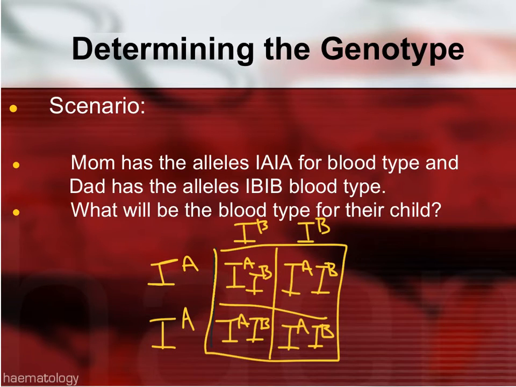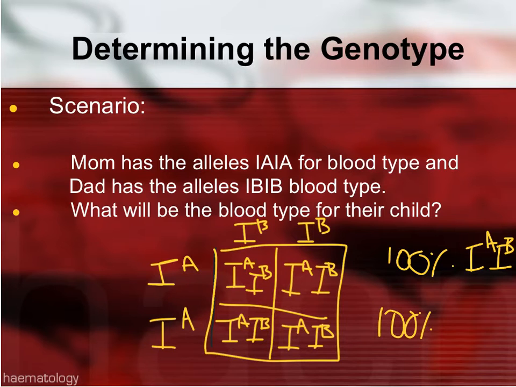So the child will have 100% chance of getting a genotype of IA, IB, and that means they will have a 100% chance of a phenotype of type AB blood. So their blood type will definitely be type AB.